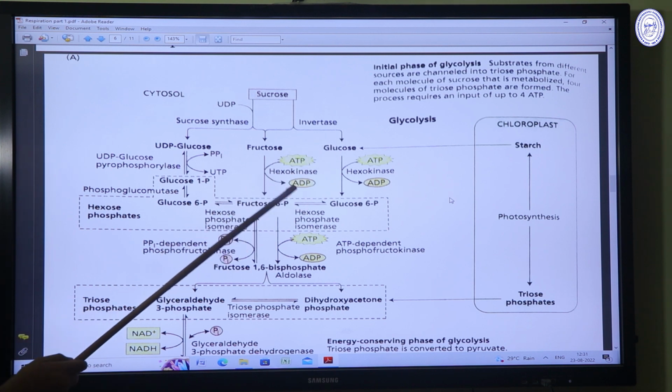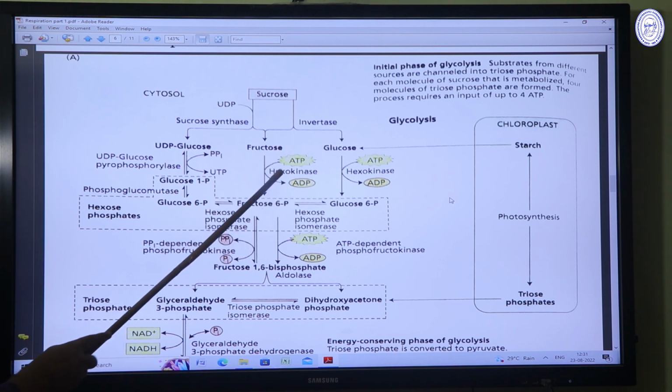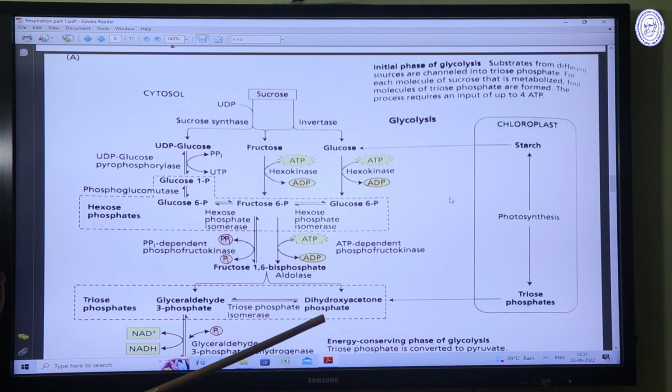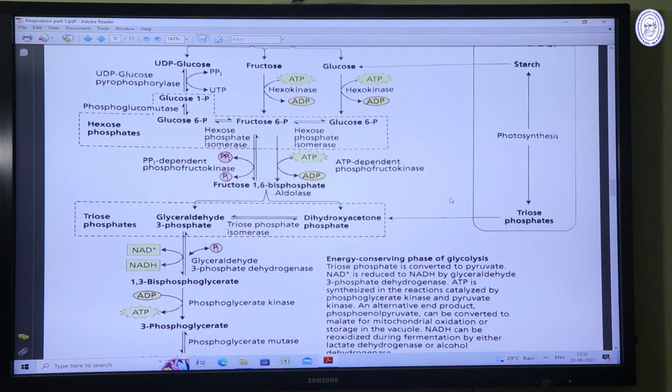Look at here, in these steps one ATP molecule will be required, and also these steps will require one ATP molecule. So, in initial phase 2 ATP molecules will be required to carry out reactions. Now, come to the energy conserving phase.